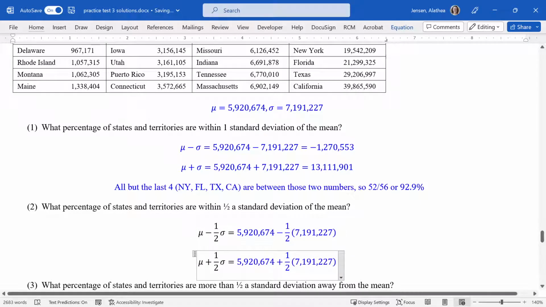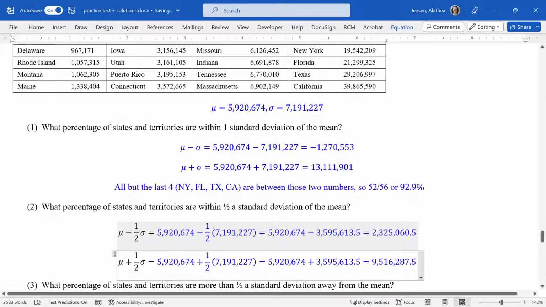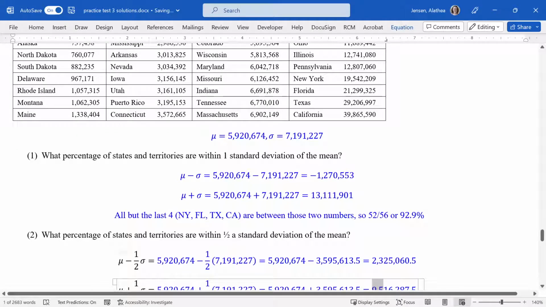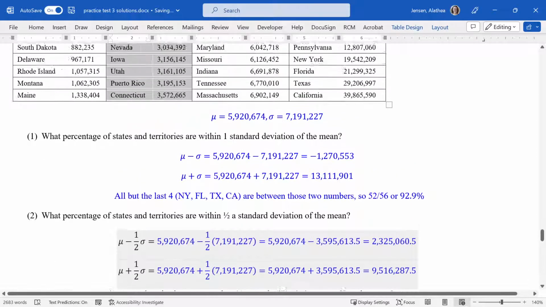All right, so now I need my calculator. Okay, so here's what I got, and these numbers should be within the range that you got on number 1, because you're not going as far away from the mean, so it makes sense that they're between these two numbers here. Okay, so 2,300,000 to 9,500,000. So let's see, we're going to start, okay, 2, 3, looks like Kansas is the first one. And then we're going to stop at 9.5.